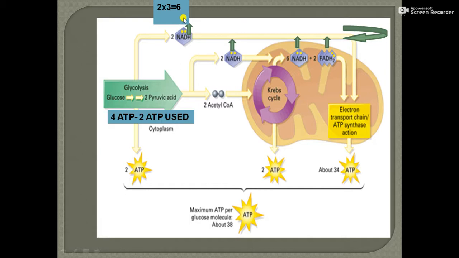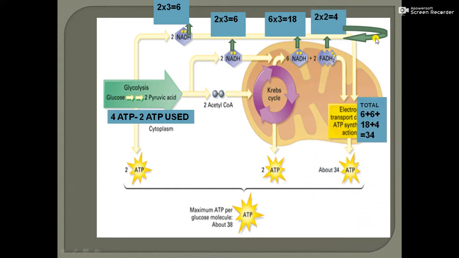So here we can have 6 ATP. Again, in the acetyl-CoA formation, we have 2 NADH that also can give us energy for making 6 ATP. Then after the Krebs cycle, we have 6 NADH, so 6 times 3 is 18 ATP. FADH2 can hold energy up to 2 ATP. Then from 2 FADH2, we can have 2 times 2, 4 ATP making energy. So in total, we can have 34 ATP.